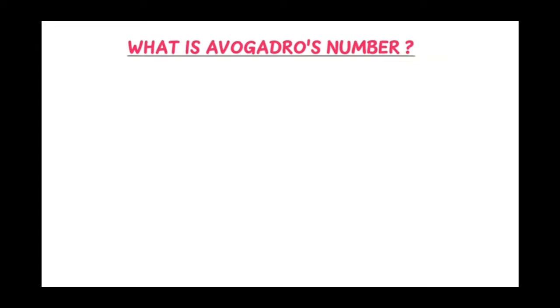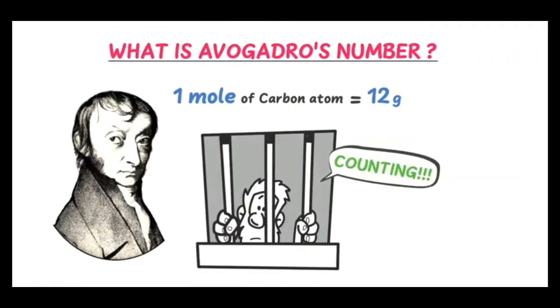Now we will learn what is Avogadro's number. Let's learn this concept in a story format. Imagine that Mr. Avogadro, an Italian scientist, took 1 mole of carbon atoms. You know that 1 mole of carbon atoms is equal to 12 grams. He locked himself in a room and started counting the number of carbon atoms present in 1 mole of carbon.